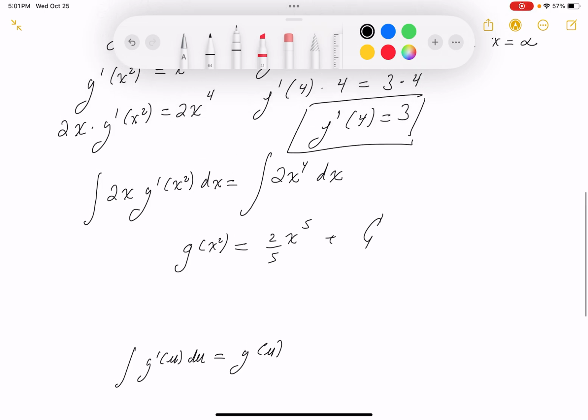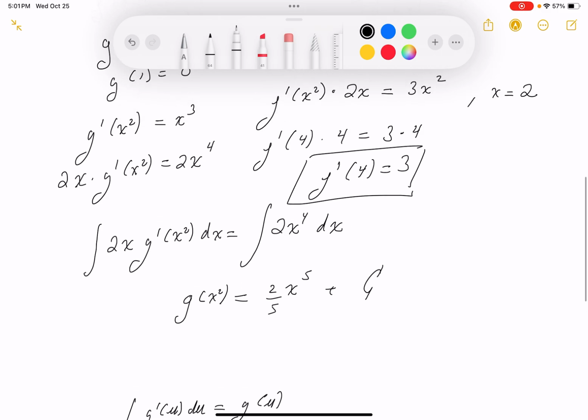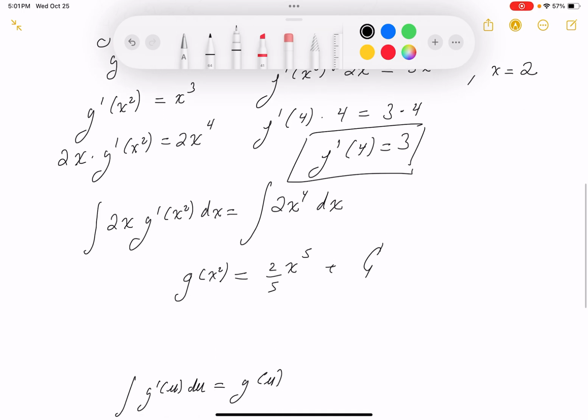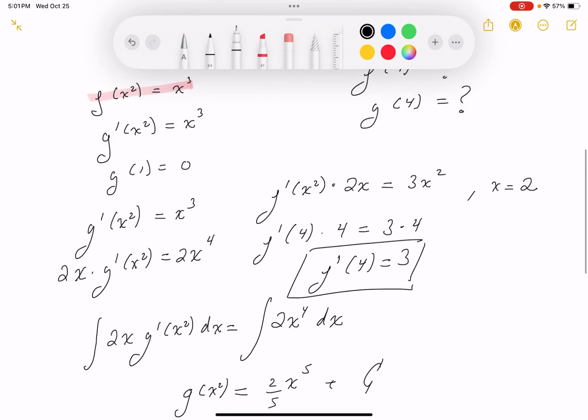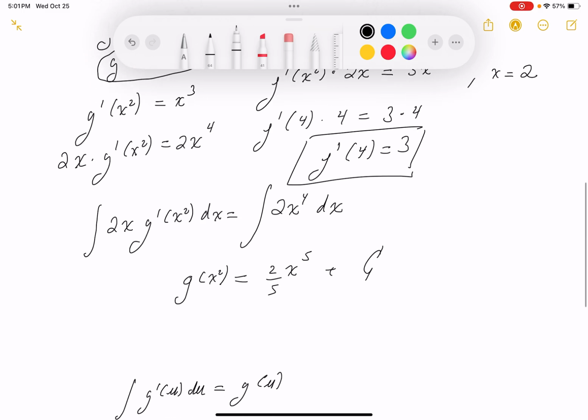Now the question is, can I figure out that information? I'm looking at it, and I think they want g of 4, right? Yeah, they do. I know what g is. I don't know what c is. And let's see what I come up with over here. Oh, I can use this. Let's write that down. So g of 1 is 0. Well, let's write that down. That means x is 1, right? So you get g of 1 is 0.